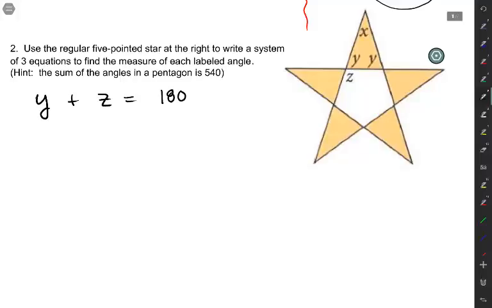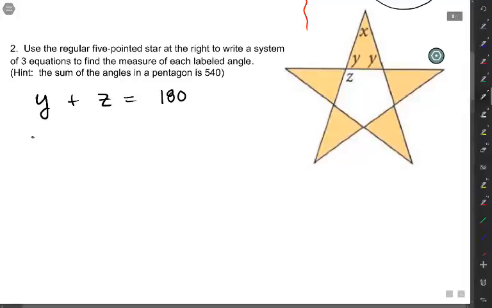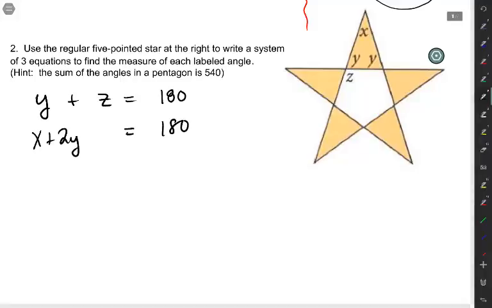Paul? X plus 2y equals 180. X plus 2y equals 180. So you're using the sum of the angles of a triangle equal 180.